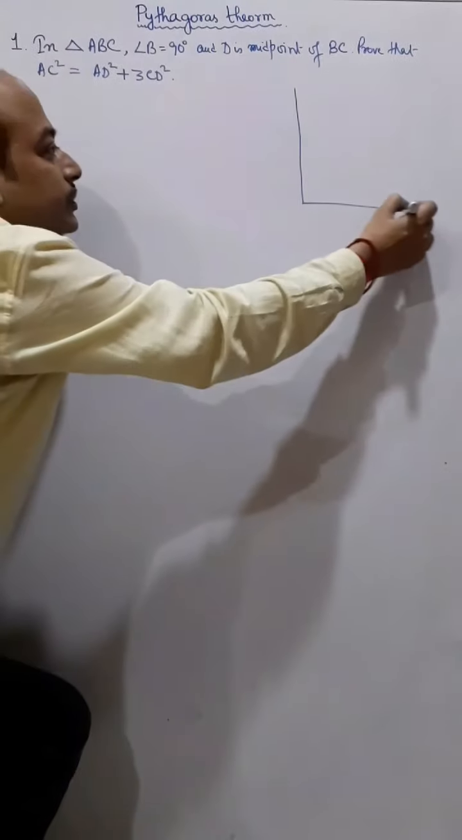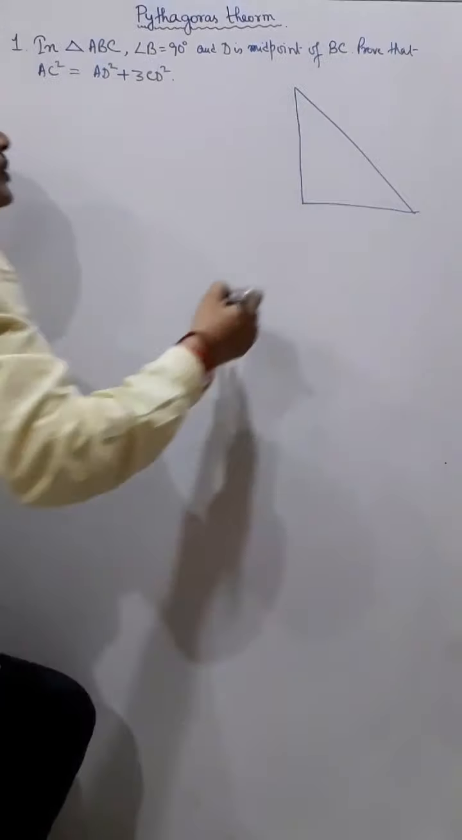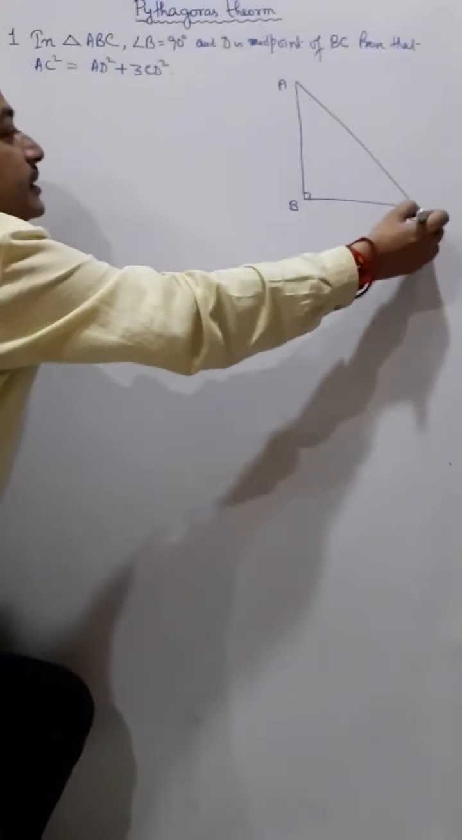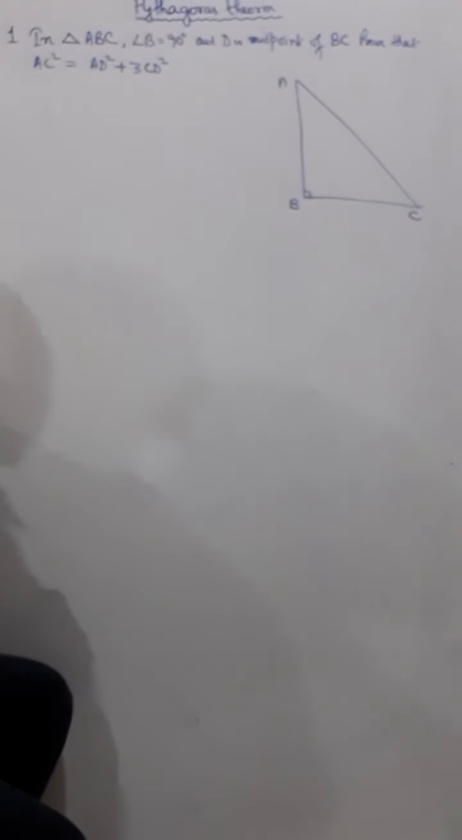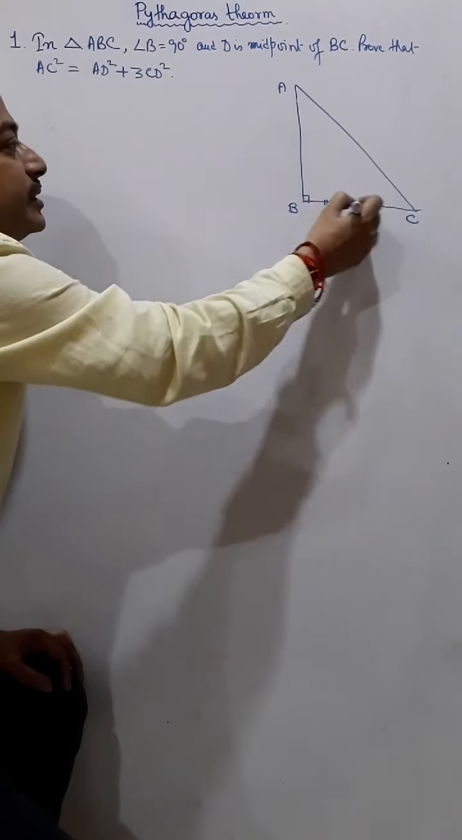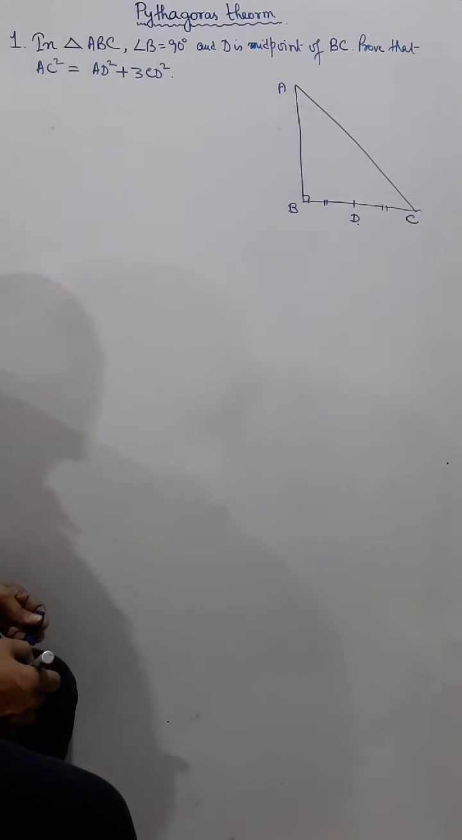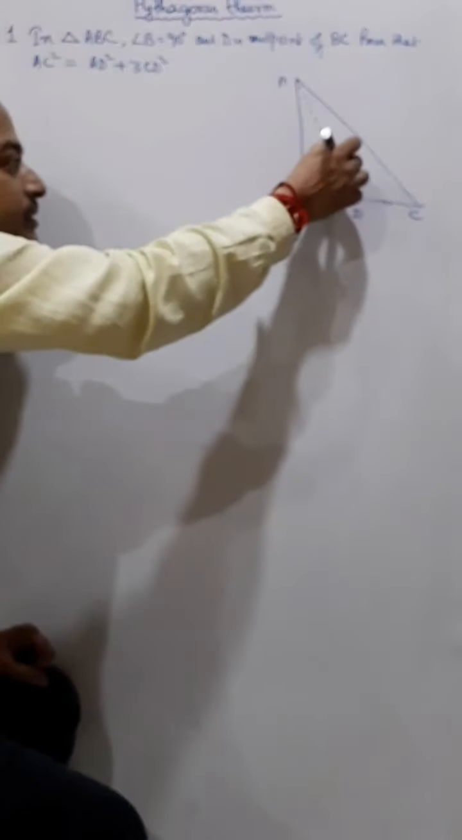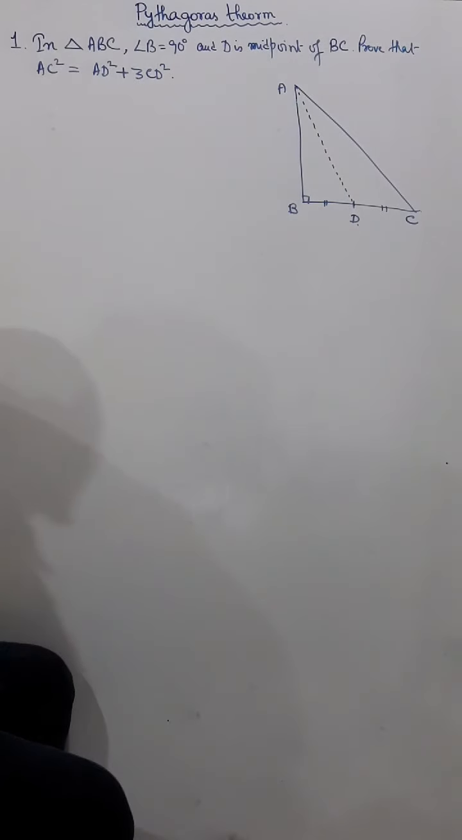First of all, we have to draw the diagram properly. They told angle B equals 90, so the triangle will look like this. This is A, B and C. And they told D is the midpoint of BC. So that means this is equal to this. And then we have to prove AC square equals AD square plus 3CD square.